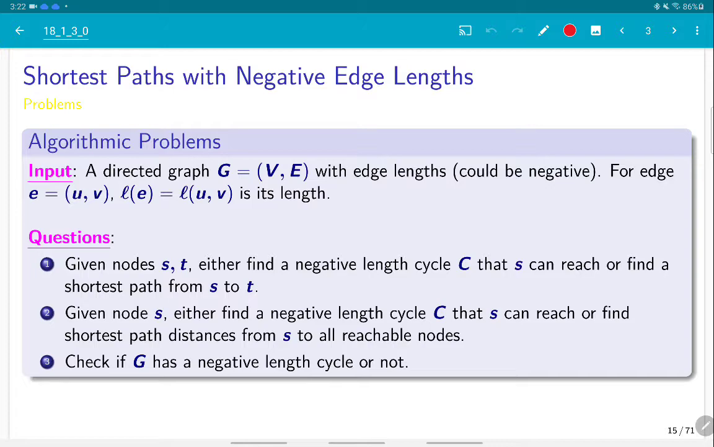So here's the official problem. I have a graph. There are weights on the edges. They might be negative. Given two vertices, is there a negative cycle reachable from S? Given a vertex S, either find the negative cycle or find the shortest path distance from S to all the reachable vertices that it can reach. And the third problem that would be of interest is, given a directed graph with weights on the edges, decide if there is a negative cycle somewhere hiding.